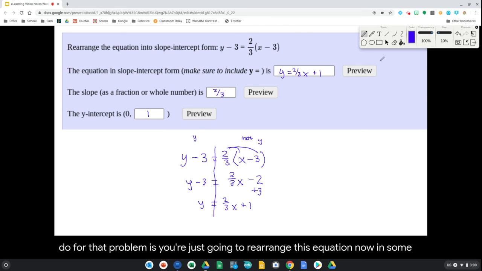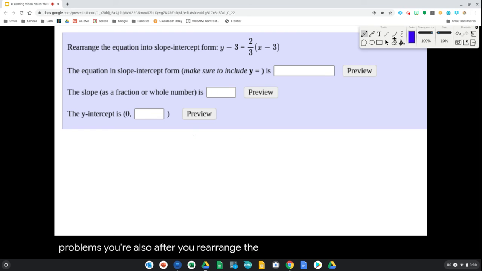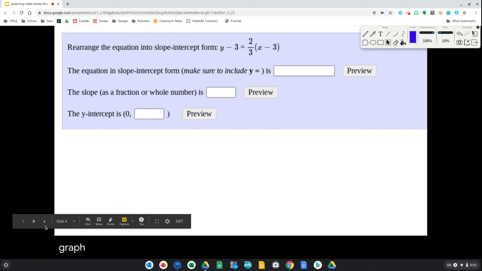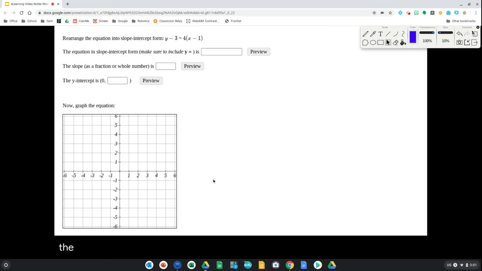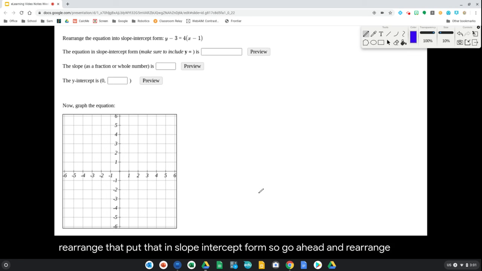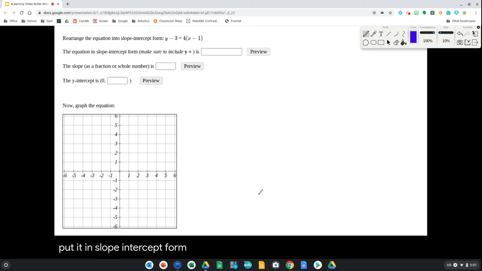Now, in some problems, after you rearrange the equation, you're also going to make a graph. If you look at the next example that we have here, this is the next type of problem you're going to be doing on your assignment. Again, we have this equation: y minus 3 is equal to 4 parentheses x minus 1. We want to rearrange that and put that in slope-intercept form. So go ahead and rearrange that and put it in slope-intercept form.